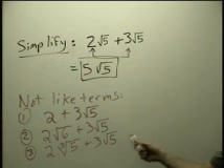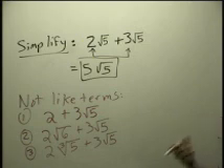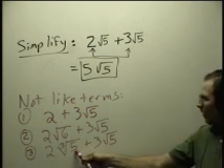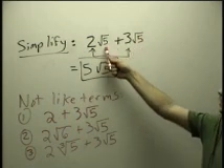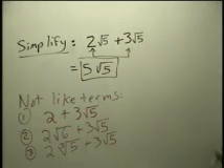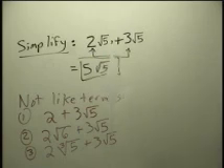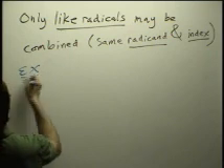We cannot combine 2 radical expressions if the indices are different. They have to be exactly the same. Same radicand, same index. See? Same radicand, 5, same index, 2, because it's the square root. That means we can combine them. Again, it's only like radicals that may be combined. That means they have to have the same radicand and they have to have the same index.